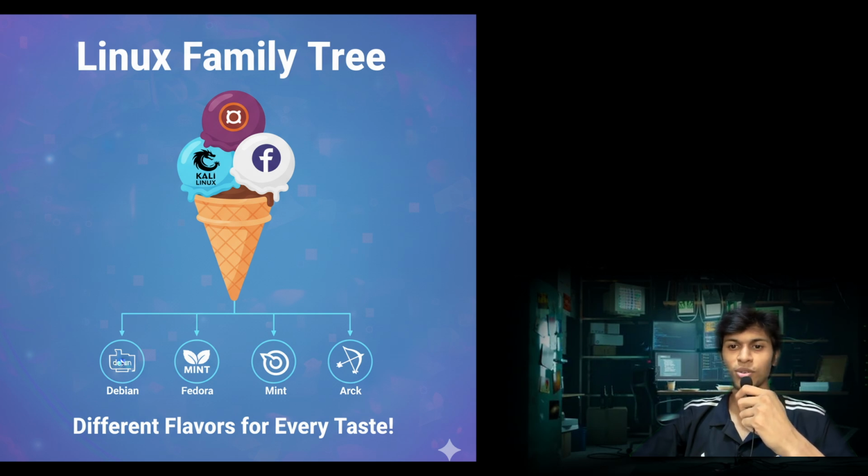Now let's understand what are Linux distributions. Since Linux is open source, people started building their own versions and called them distributions or distros. Each distro has some Linux heart but a different personality. Like Ubuntu is simple and friendly. Kali Linux is a hacker's favorite. Fedora is loved by developers, and CentOS is trusted by companies for their servers.